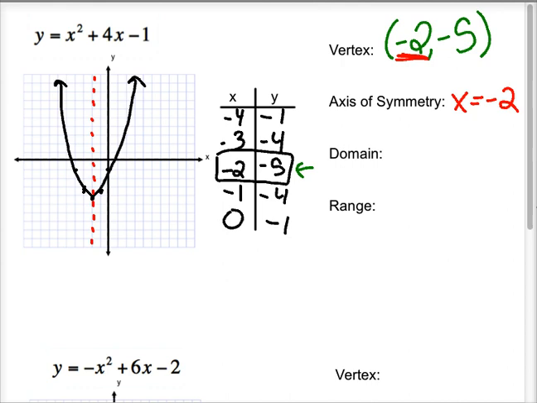The domain is always nice and simple. It is always all real numbers. You can use any number you want. However, the range, the y values, is a little bit different. So the range, you're starting at the vertex. So I'm starting down at that -5, that y value of the vertex. And where am I seeing my values? Well, all of my values are above that -5. So all of my values are equal to or greater than -5 when we're talking about the range, when we're talking about the y values.